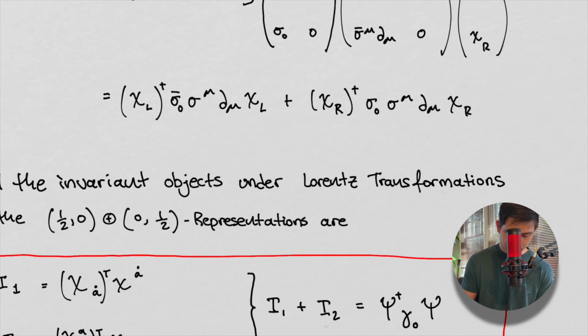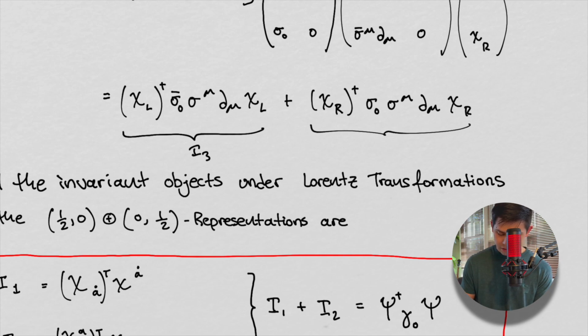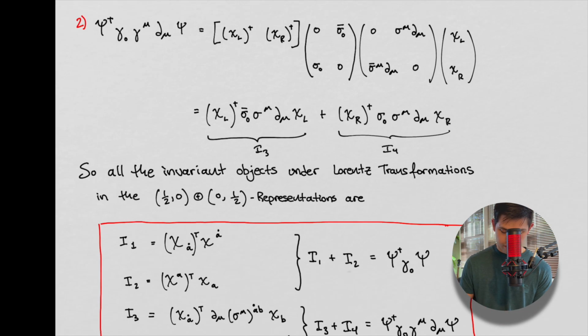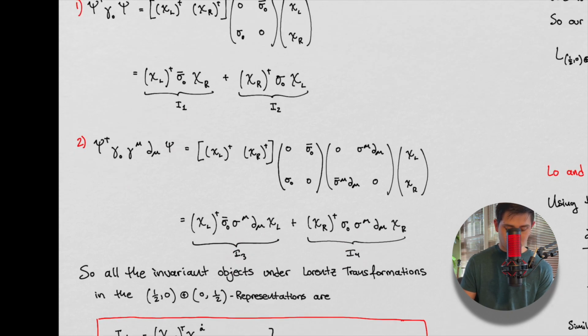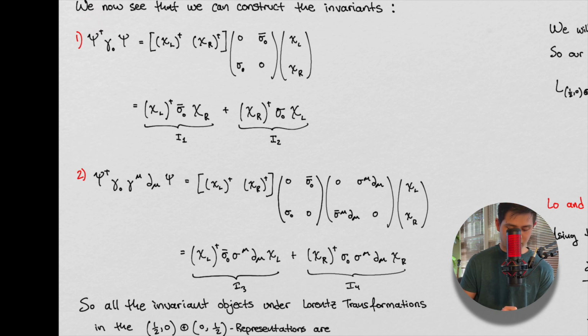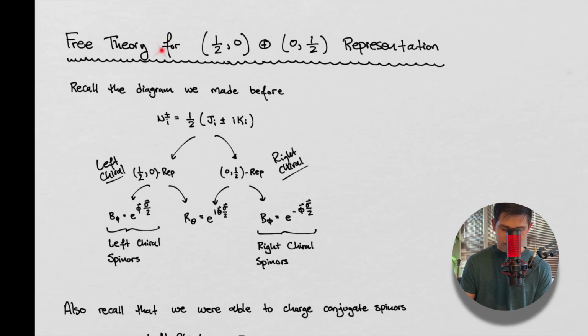So to make this a little bit clearer, this is I3, and this is I4. All right. So essentially what we've done is we've packaged I1 and I2 into this term, and we packaged I3 and I4 into this term. So what does that mean? That means that this is an invariant object, and this is an invariant object under this representation. Again, this representation referring to the transformation that maintains the Minkowski metric. It's just a different representation. It's the transformation that maintains the Minkowski metric, but in spinor formalism.